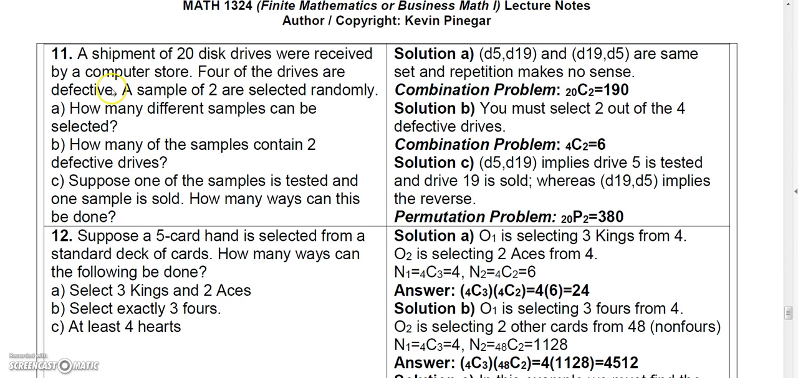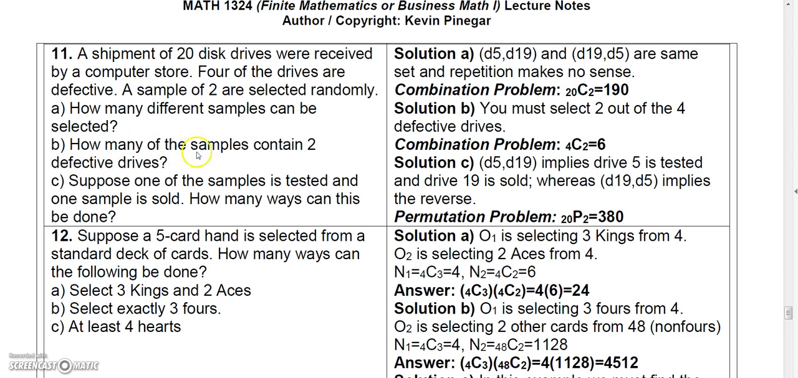4 of the drives are defective, and a sample of 2 are selected randomly. How many samples can be selected? Well, the answer to this would be, out of the 20 drives, how many samples of 2 can you select? And the order doesn't matter, so it would be 20 choose 2, which is 190.